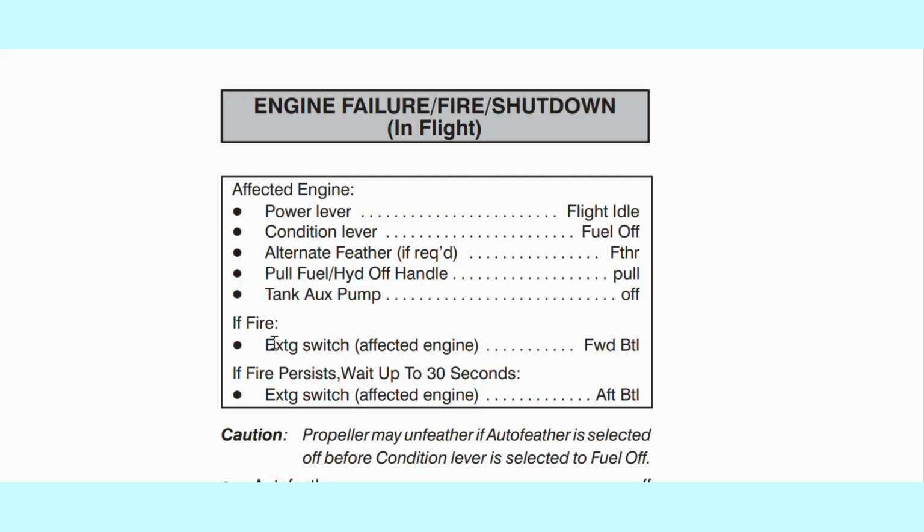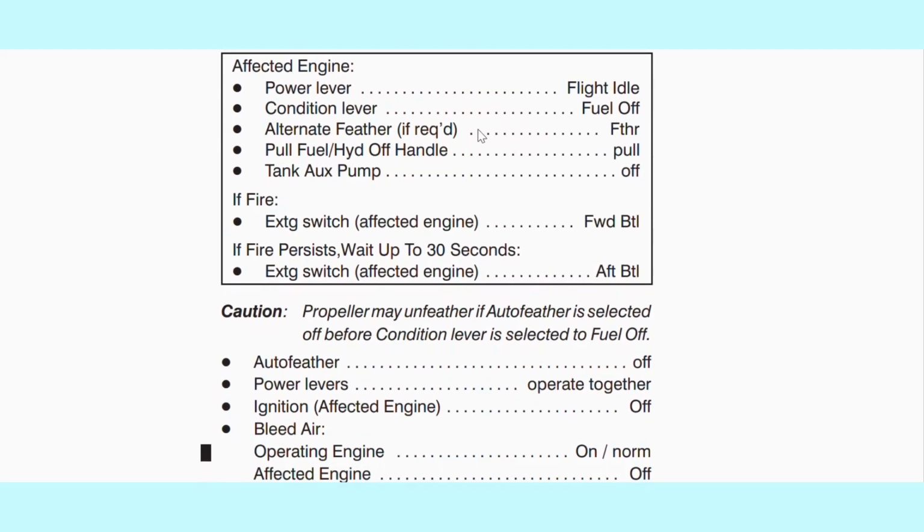Okay, and after you've executed the memory items, then once you've called for the checklist, the other checklist items will follow for that particular engine. All right, and then it will be executed until the engine is shut down and secured, and then you are flying with one engine, no big deal.